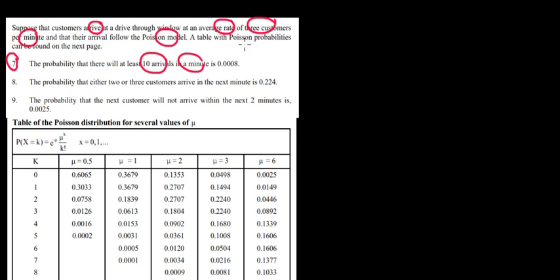So recall, what do we do with Poisson probabilities? We're thinking about average rates per interval of time. In this case, we have an average of 3 customers per minute. That's the mean of the distribution that we're interested in. We want to know the probability that there will be at least 10 arrivals in 1 minute. In other words, we're looking for the probability that we have at least 10 arrivals, given that the mean is 3 customers per minute.